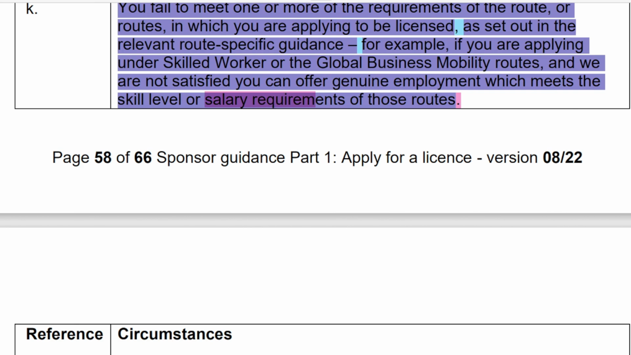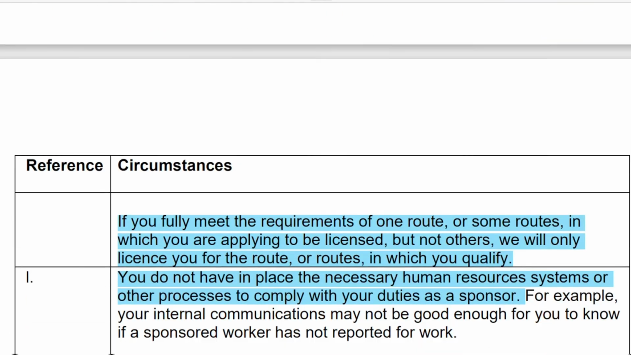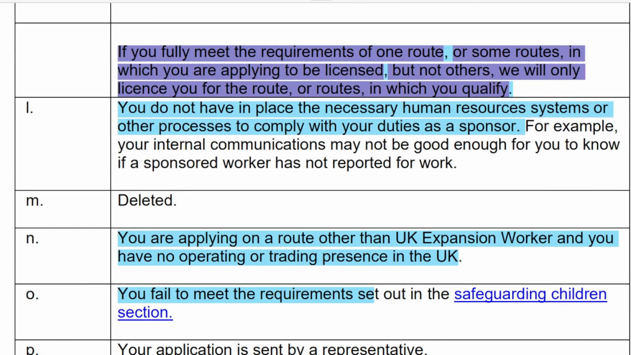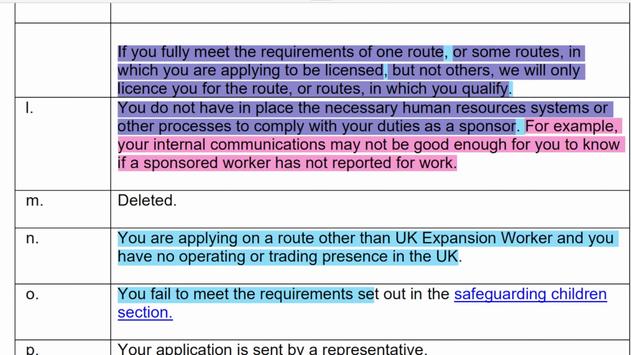The Home Office can refuse your license on the basis of that. If you fully meet the requirement of one route or some routes in which you are applying to be licensed, but not others, we will only license you for the route or routes in which you qualify. You do not have in place the necessary human resource system or other people to comply with the duties of the sponsor. For example, your internal communications may not be good enough for you to know if a sponsored worker has not reported for work.